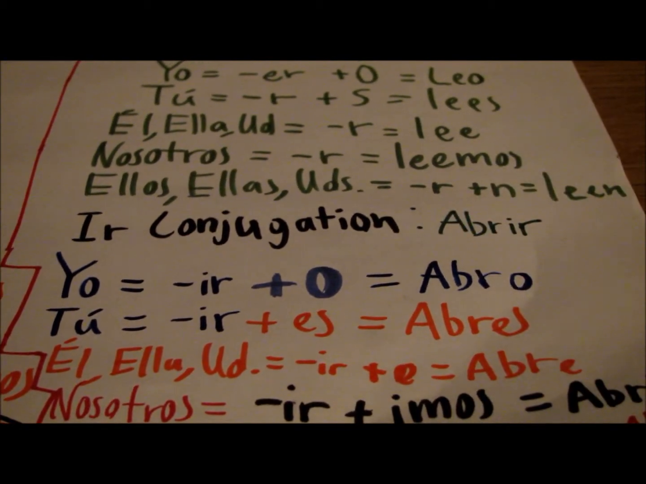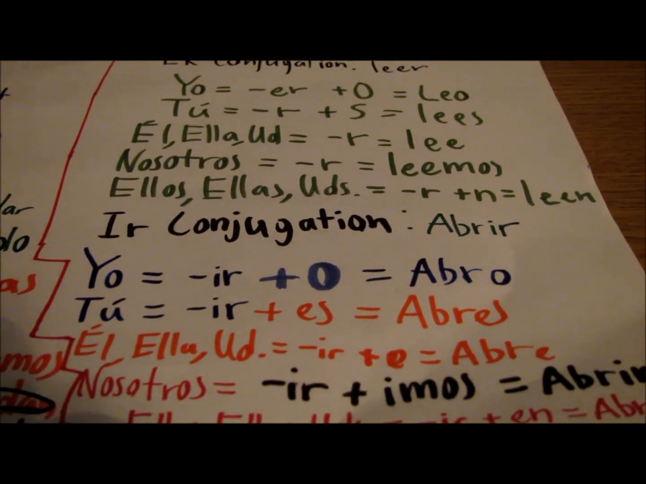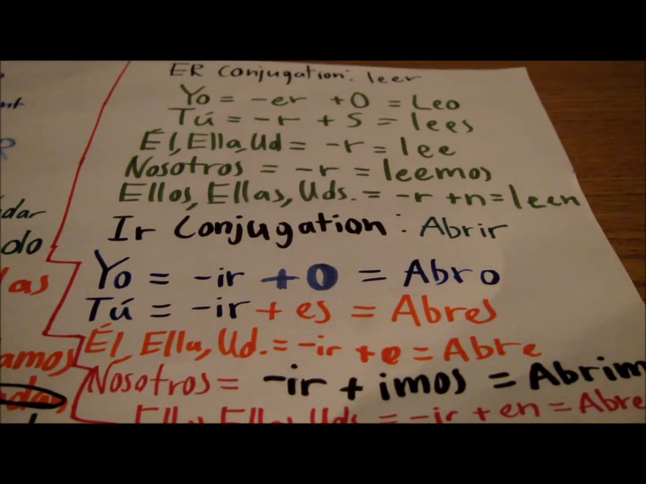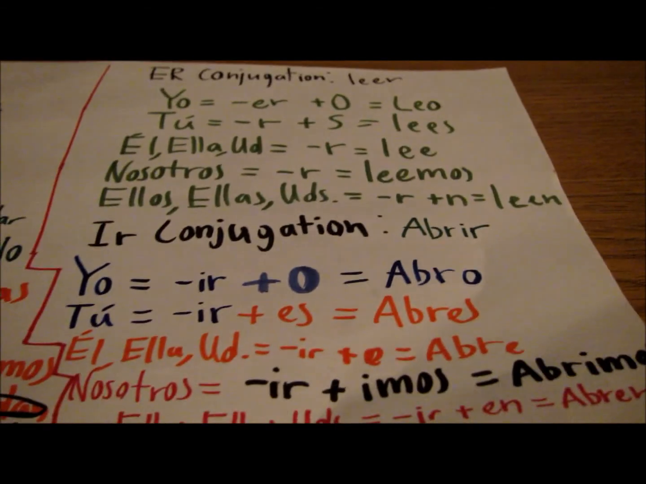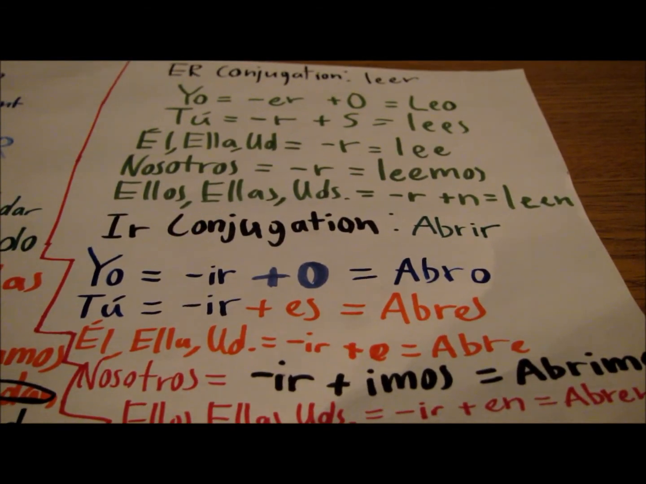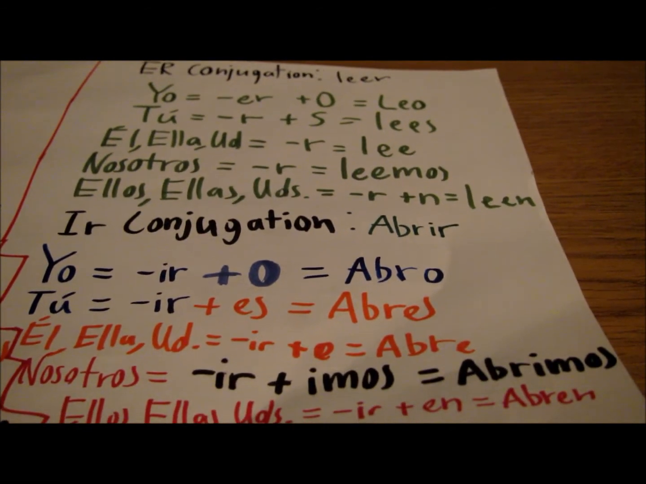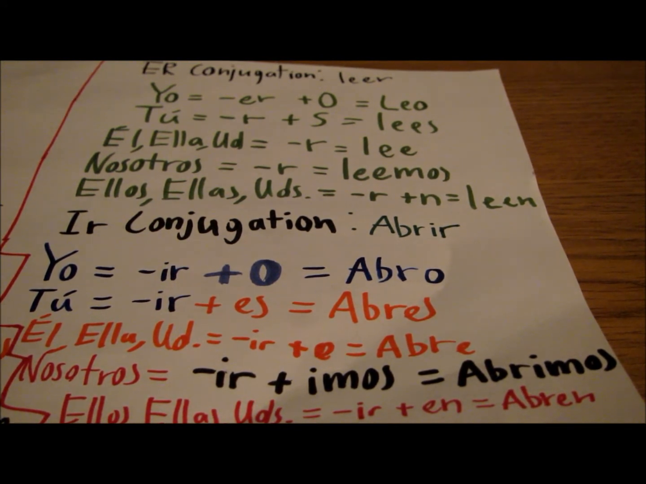Nosotros is one of the cases where it keeps its form as an IR verb. We take off the IR, add IMOS. Abrimos. Ellos, ellas, y ustedes, we take off the IR and add an EN, just like ER verbs, to make it abren. So here are some notes I have about conjugation in the present tense.